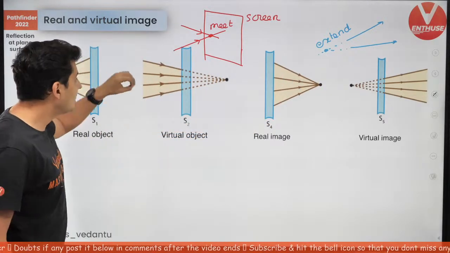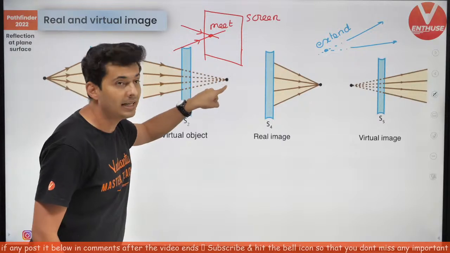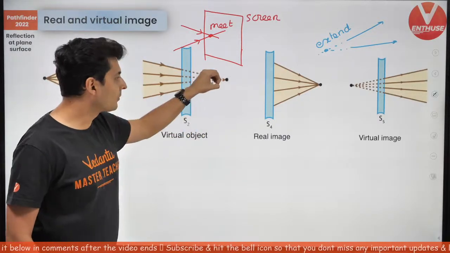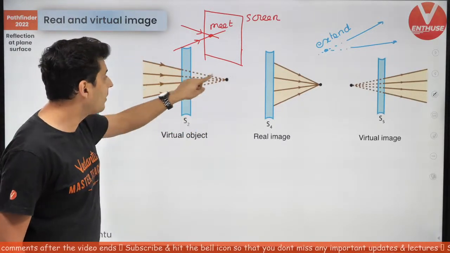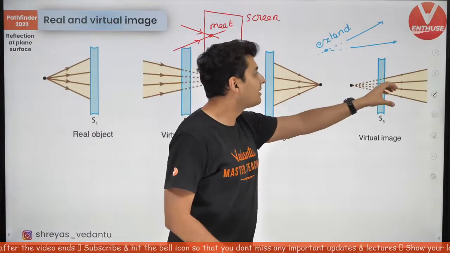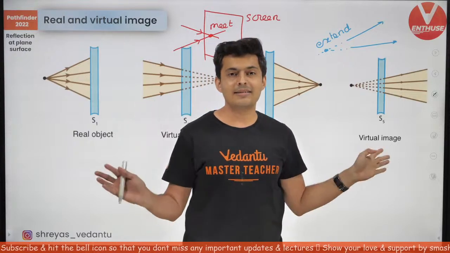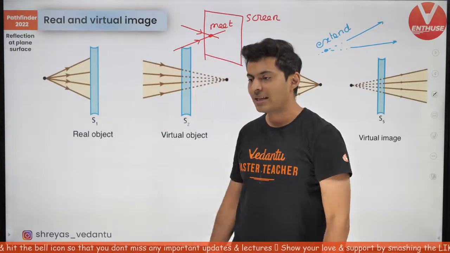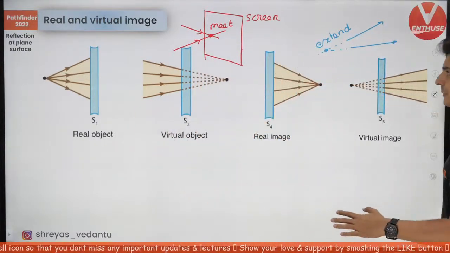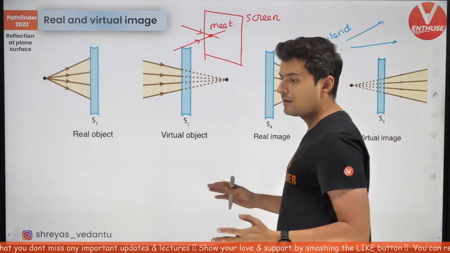Next thing. In virtual object, the rays appear to meet when extended forward. When extended forward, the rays appear to meet. In virtual image, the rays appear to meet when extended backwards. That's how you can remember it. Is that clear? This is a very, very important slide. I hope everybody is clear about this.